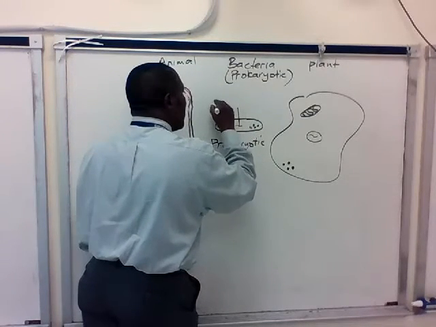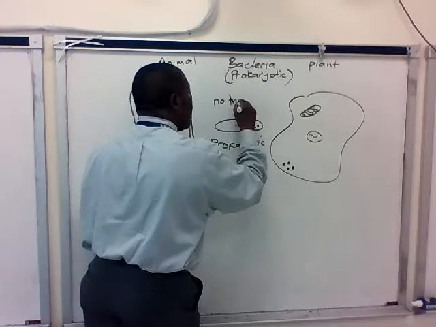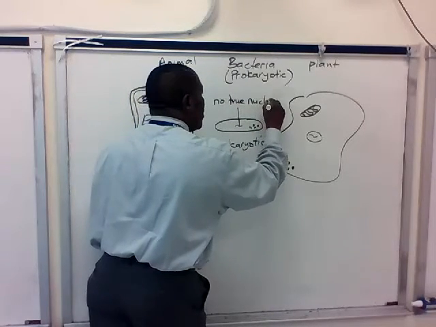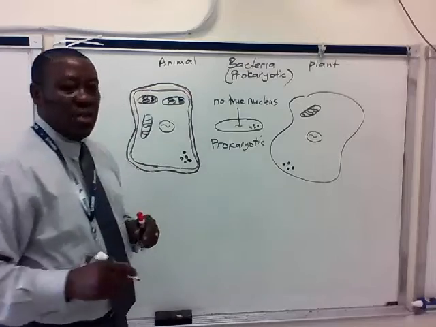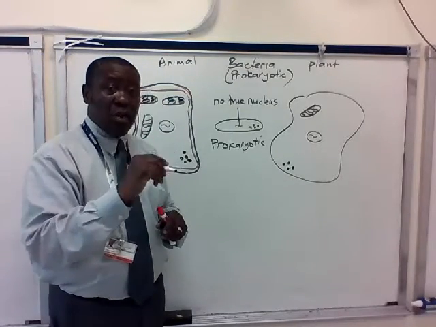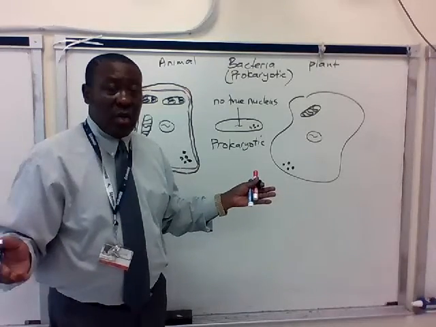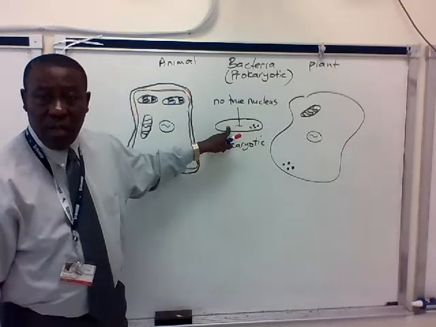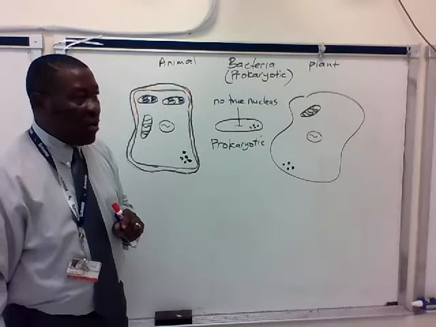So we say no true nucleus. Why no true nucleus? Because there is not a line going around it. There's not a ring going around it. If you don't have a ring going around it, you don't have a nucleus. Okay? So they don't have a nucleus. What else? Look very carefully.